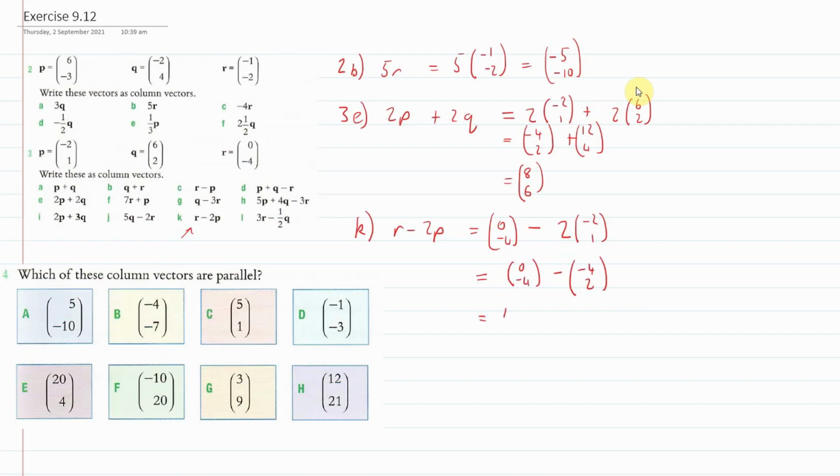Okay, now let's do that. 0 minus minus 4 is 4. Minus 4 minus 2 is minus 6. And so that would be our column vector form for that one. Okay, I hope that makes sense to you.